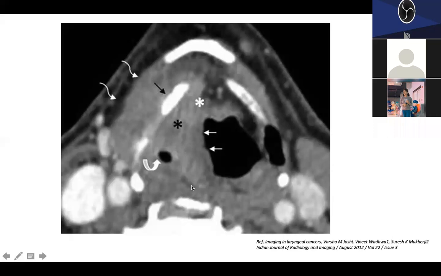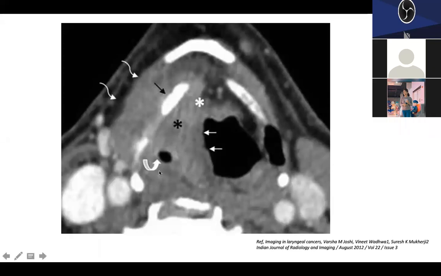So when we call something T4B, we have to see if the carotid spaces are involved or not. That means 270-degree encasement of the carotid, or if the prevertebral fascia is involved or not. Now the problem with prevertebral fascia evaluation is CT scan doesn't have very good soft tissue discrimination, and this is just a fascial line space. So determining the prevertebral fascia sometimes may be difficult.